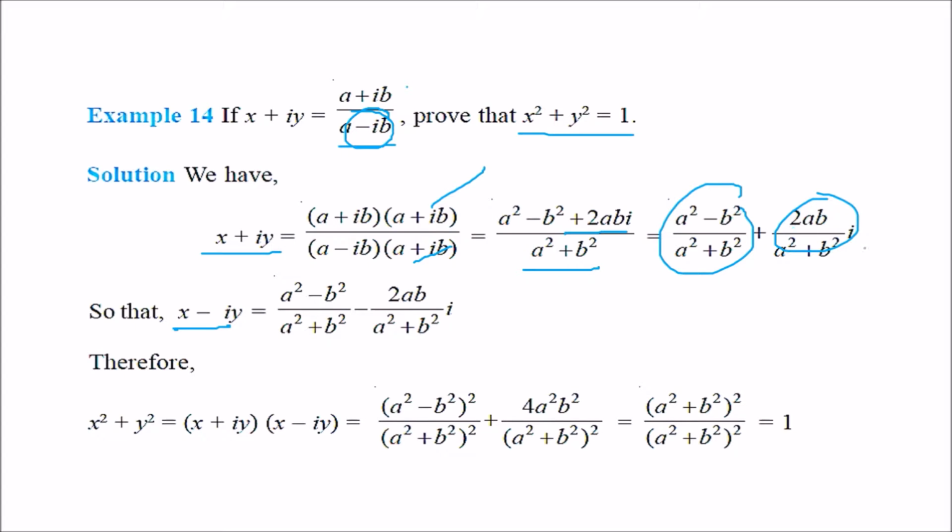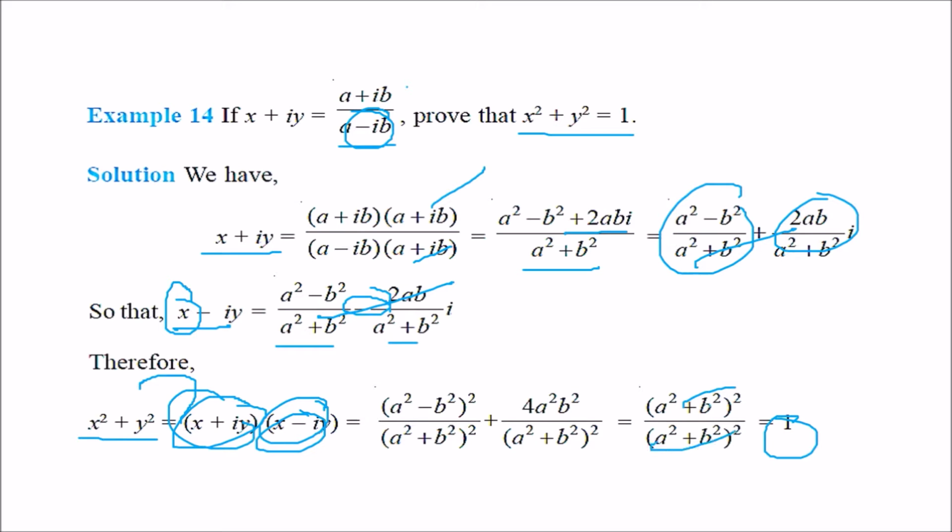Now x minus iy is what? This will be the conjugate of this. So it will be equal to a square minus b square by a square plus b square minus 2abi by a square plus b square. And you just have to multiply these two, because x square plus y square is x plus iy into x minus iy. Multiplication of this is going to give you x square plus y square, and you get the value as 1, because all will get cancelled.